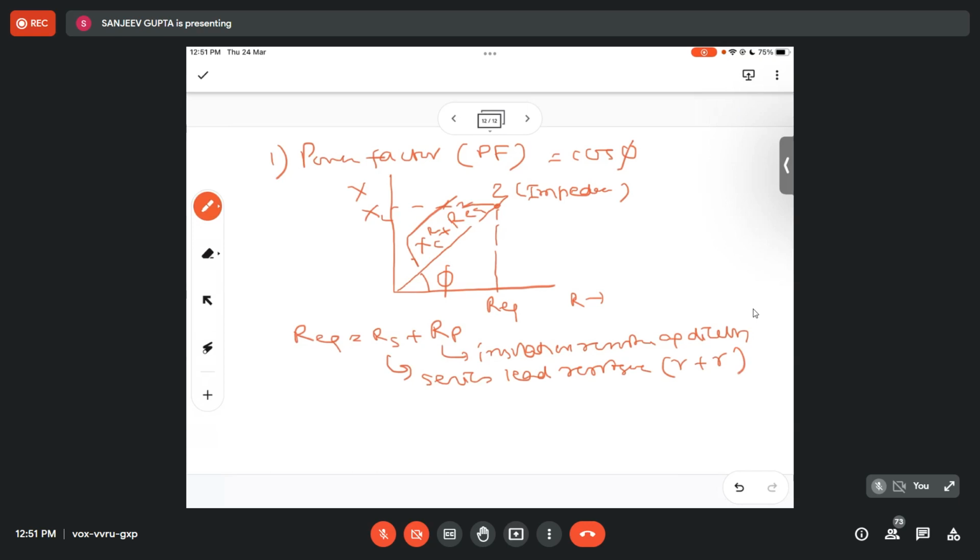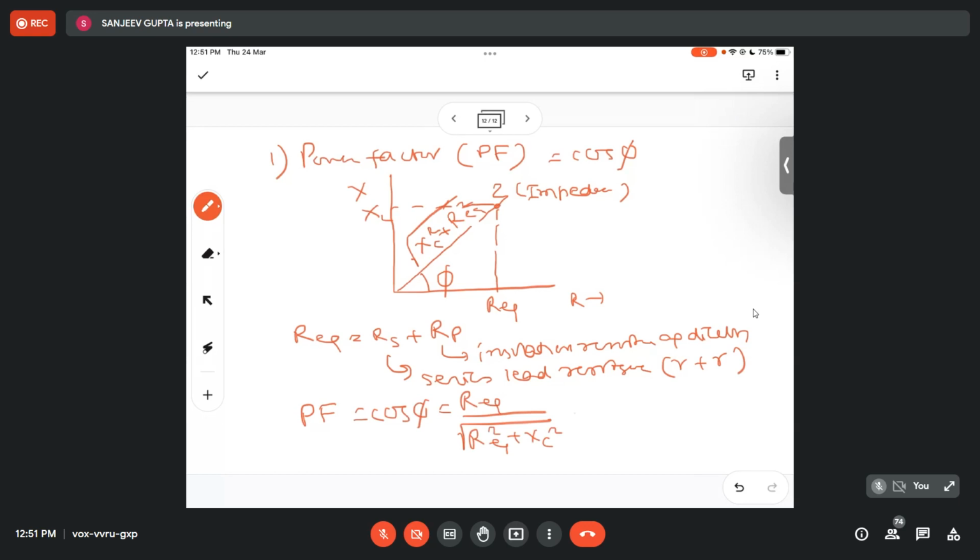So I club them also. Those resistances will be there, so it will never go to zero. There will always be certain resistance, but XL and XC will vanish. So I define my power factor, as per this graph: cos phi is equal to R equivalent over the square root of R equivalent square plus XC square.